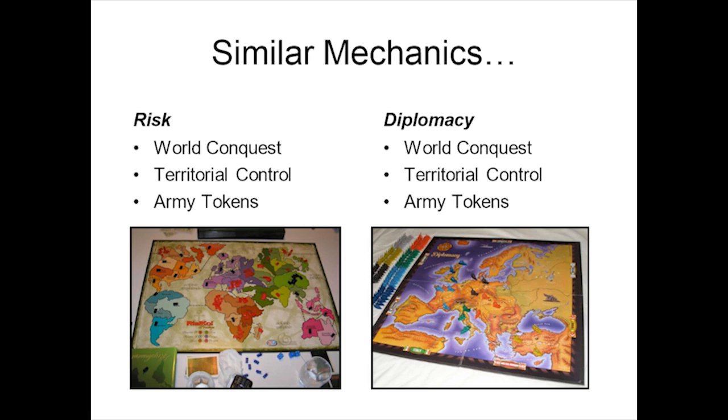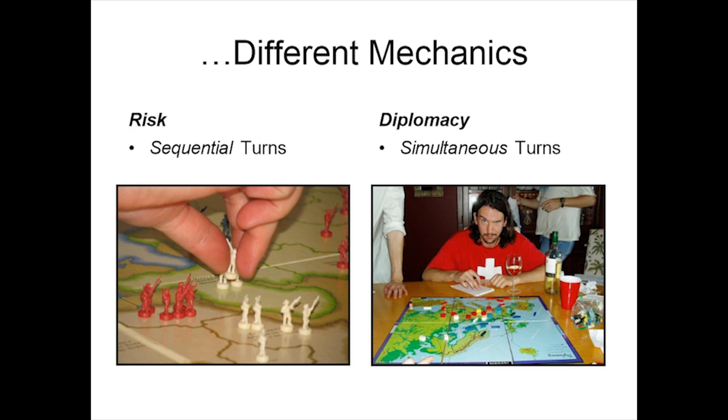But there are a couple of key differences. One is that Risk has sequential turns, which means that if I'm playing with three people, when it's my turn, I'm the only one playing. I do whatever I want on the map until my turn's over. Then it goes to player B, then player C, and then it comes back to me. When it's one player's turn, they're the king of the world. They're the only person deciding what happens.